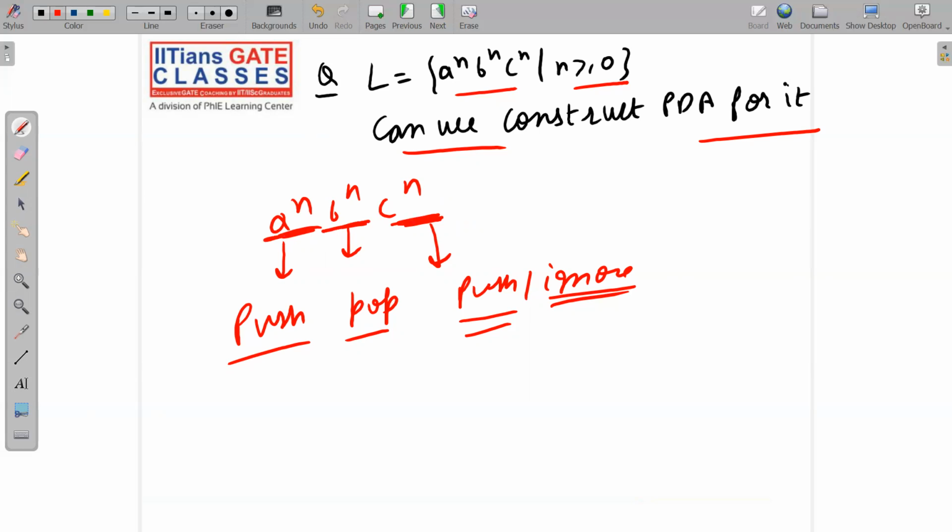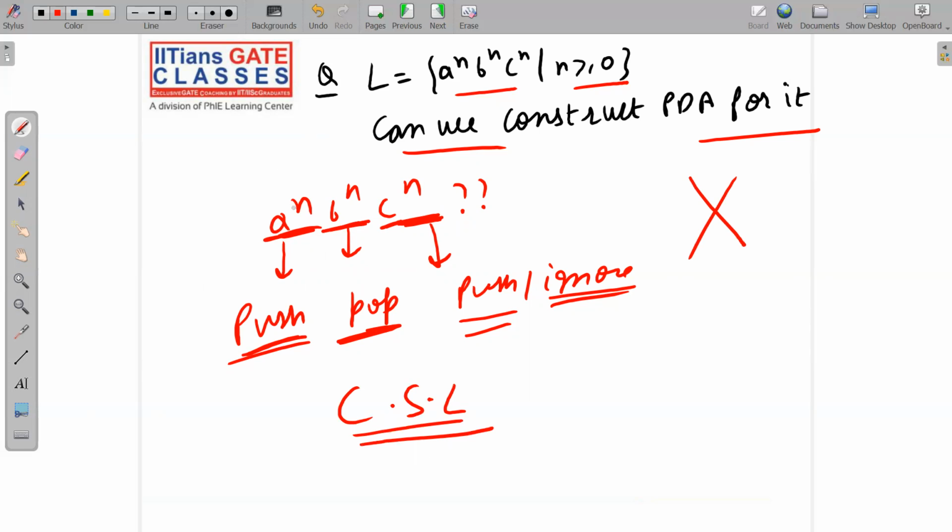Obviously, we can guarantee A and B are equal because here we are pushing and here we are popping. After popping, whenever C comes, the stack should be empty. If the stack is empty, that means A and B are equal. But how will you count the number of C's? This is the very big question, and you are not able to answer it. Hence, a PDA cannot be constructed, and we say that it is a CSL, or context sensitive language.